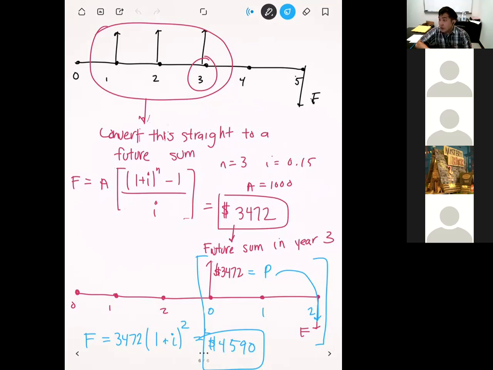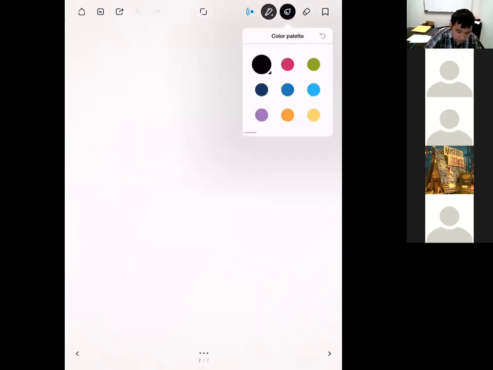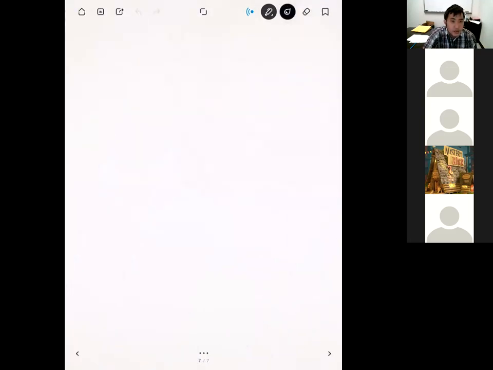Okay. So any questions on this? Okay. All right. And so that's non-standard cash flows. And so let's go over the last member of the cash flow family, which is the arithmetic gradient. Okay. And so this is the information that you need, or more like the formulas that you need to finish up the homework. Okay.